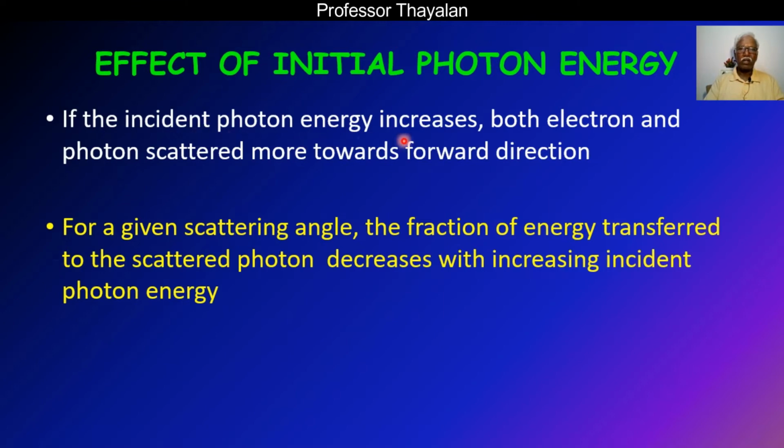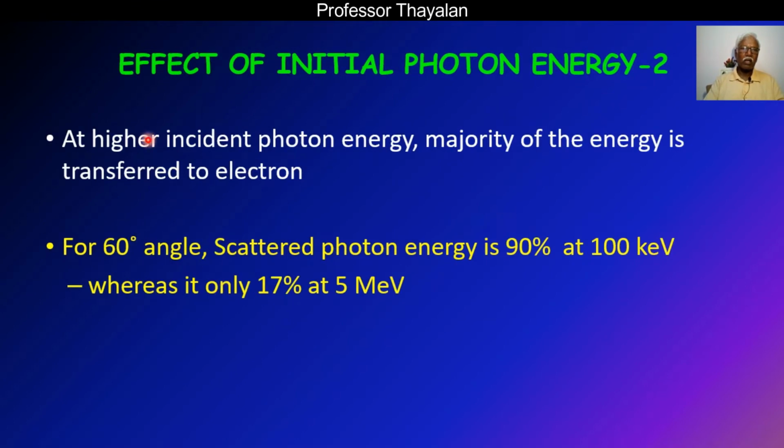If the incident photon energy increases, what will happen? Both the electron and the scattered photon move in the forward direction. For a given scattering angle, the fraction of energy transferred to the scattered photon decreases with increasing incident photon energy. That means if the incident photon energy is higher, the majority of the energy is transferred to the electron.